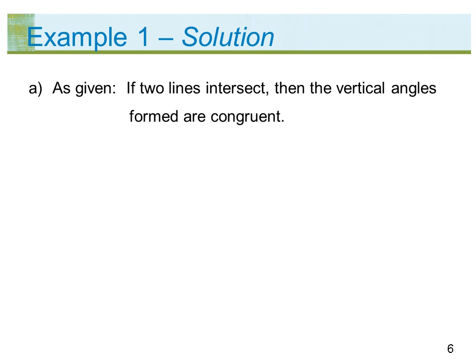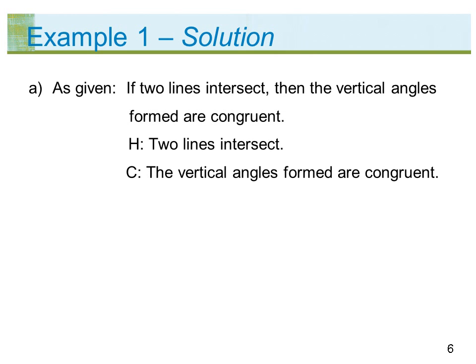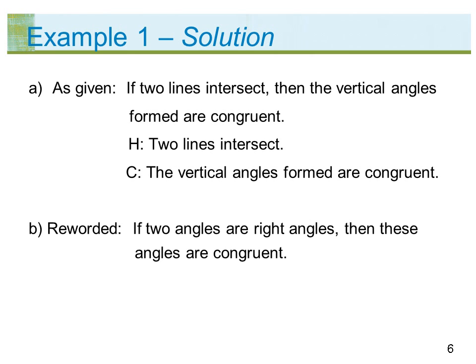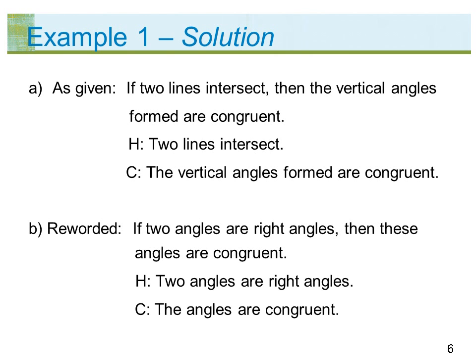A. As given, if two lines intersect, then the vertical angles formed are congruent. Hypothesis: two lines intersect. Conclusion: the vertical angles formed are congruent. B. Reworded: if two angles are right angles, then these angles are congruent. Hypothesis: two angles are right angles. Conclusion: the angles are congruent.